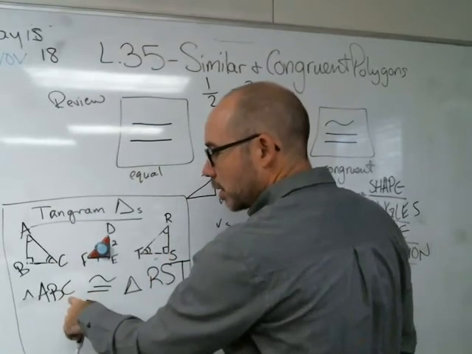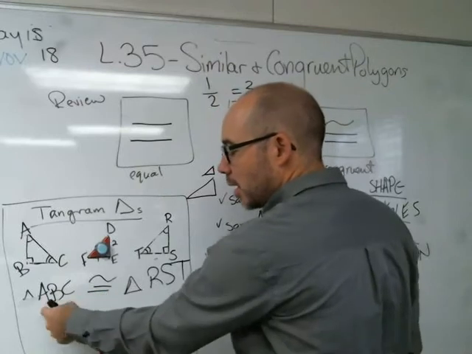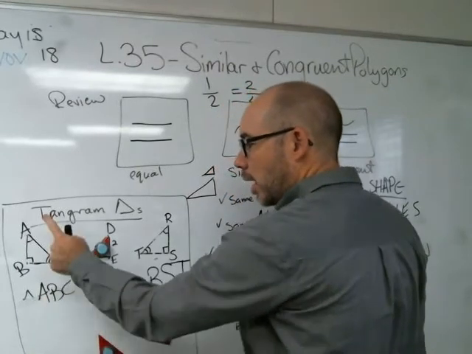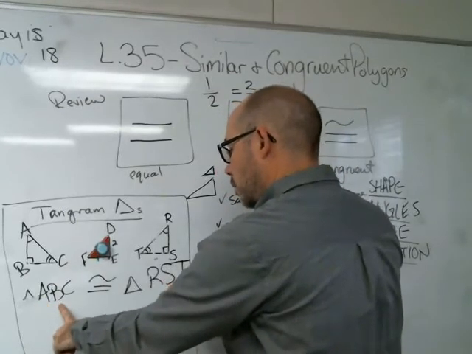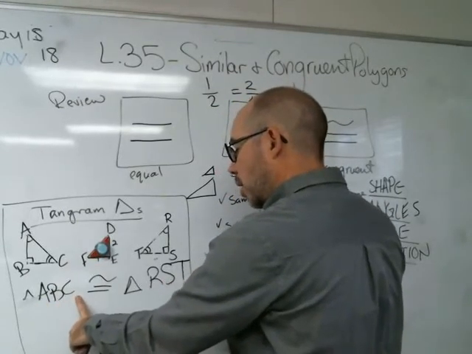So the order still has to be the same, because what I'm saying here is, in this order, the angles and the sides match up. A, B, and C with R, S, and T.